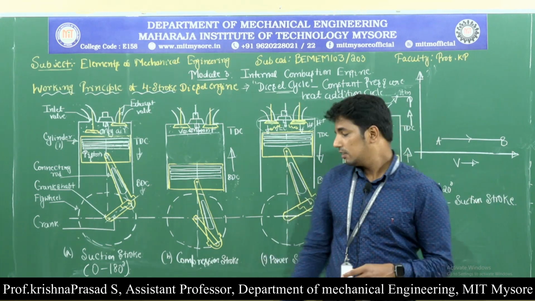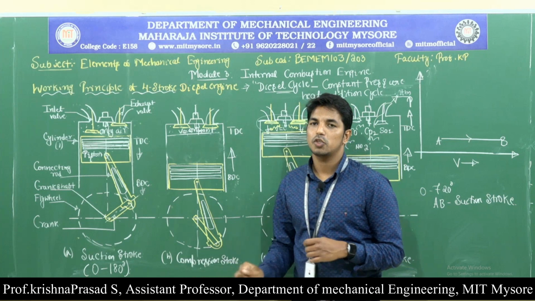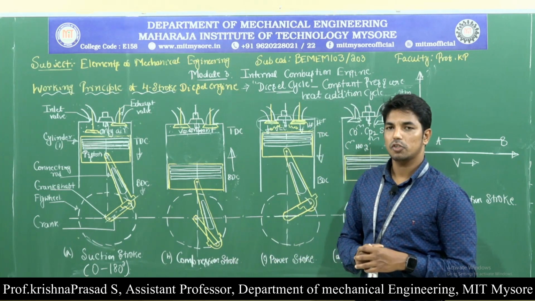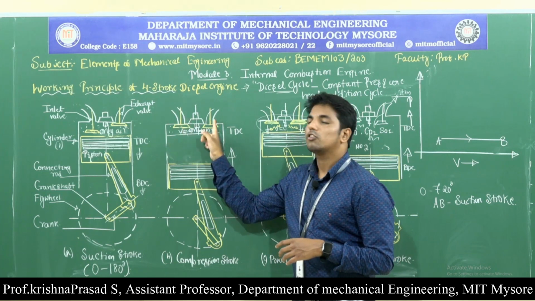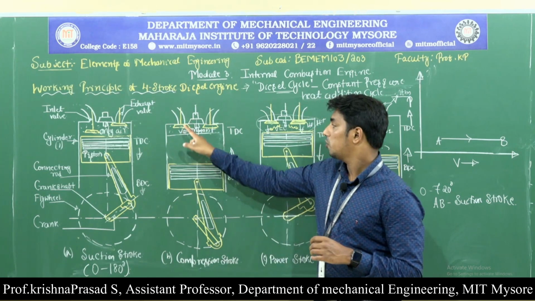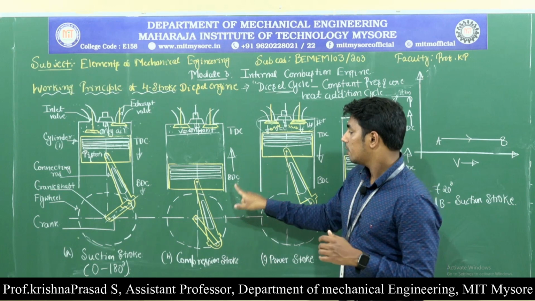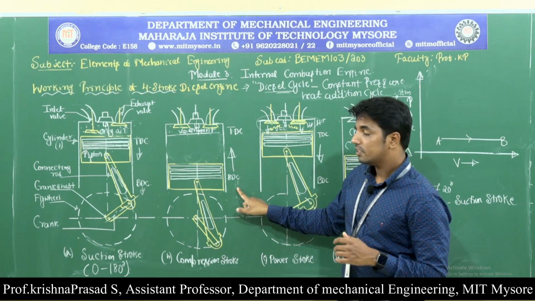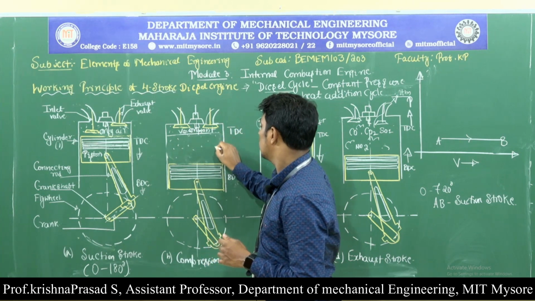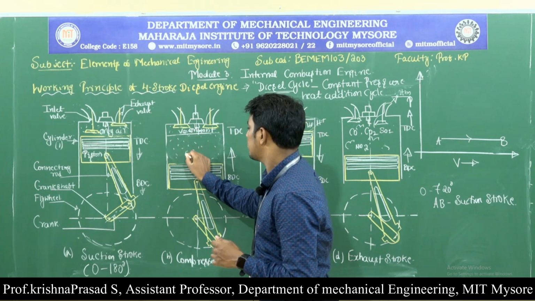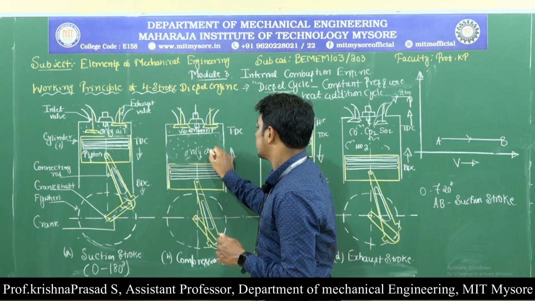Next, the second one is called the compression stroke. What happens during the compression stroke? First, both inlet and exhaust valves are closed, and the piston moves from bottom dead center to top dead center. Whatever air is present in the engine cylinder, what happens now? It is going to compress.